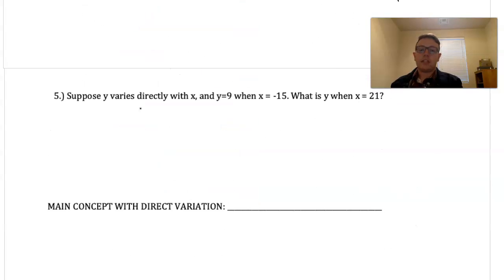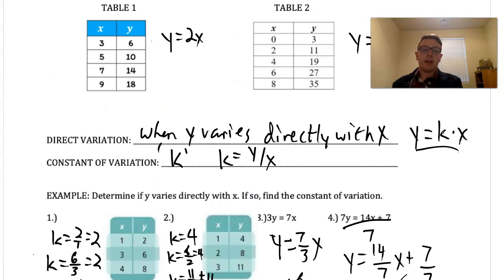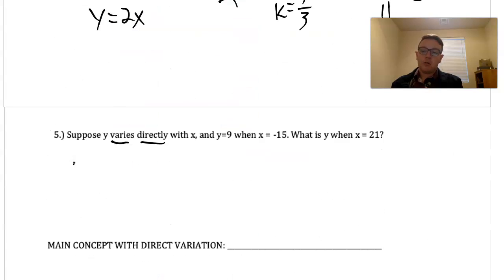Okay, finally, one last one. We're saying this time we know y varies directly with x. When y is equal to 9, x is equal to 15. Then we're trying to figure out what y is equal to when x is 21. So you might go, oh no, I have no clue where to start with this one. Let's start by writing down what we know about direct variation. Direct variation, if we look back, should be y is equal to kx, and k should be y divided by x. So we know y is equal to kx, and we know k is equal to y divided by x. Does that help us out at all?